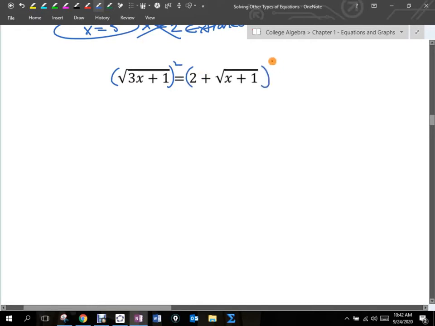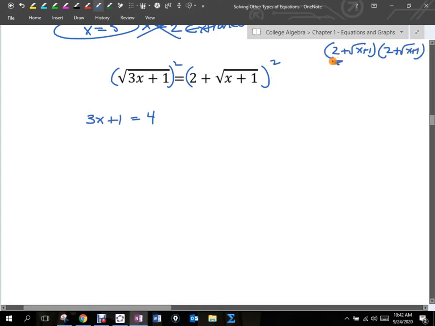I'll square the left-hand side, square the right-hand. Squaring the left-hand side is pretty easy, right? Gives me 3x plus 1. Squaring the right-hand side, this is where you've got to be careful again. I square 2, what do I get? 4. Now, remember what this means. It means 2 plus root x plus 1 times 2 plus root x plus 1, right? So I got a FOIL.